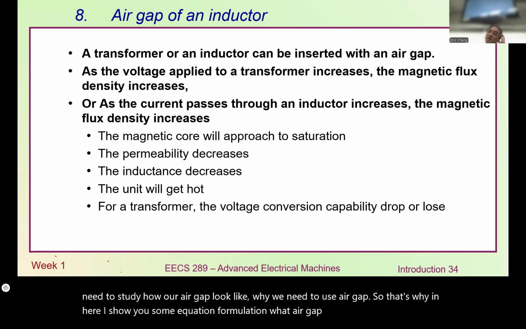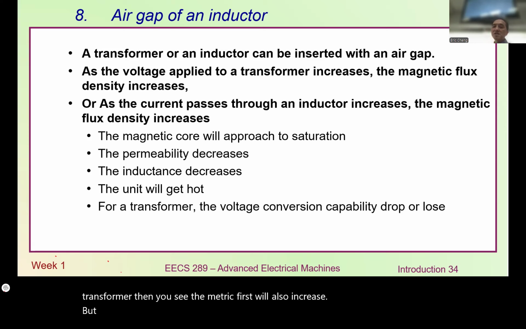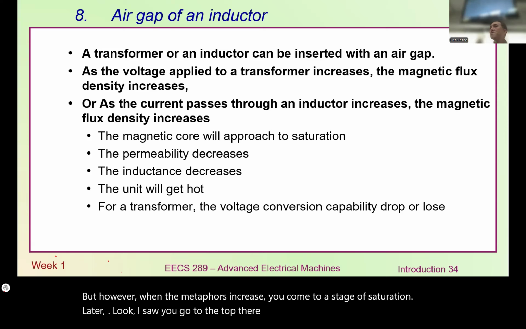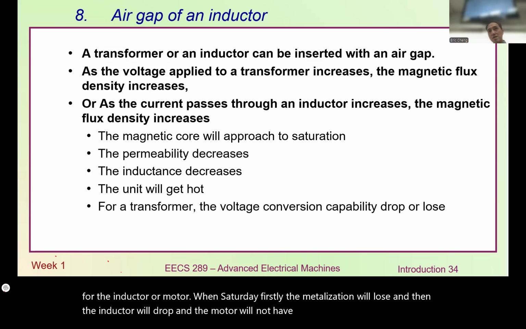When we apply voltage to a transformer, then we see the magnetic flux will also increase. However, when the magnetic flux increases, it comes to a stage of saturation. Like the BH loop I showed you, when we go to the top, there is saturation. That's not really good for an inductor or motor. When it saturates, firstly, the magnetization will be lost, and then the inductance will drop, and the motor will not have sufficient magnetization to operate. And you're getting hot. So we don't like that.